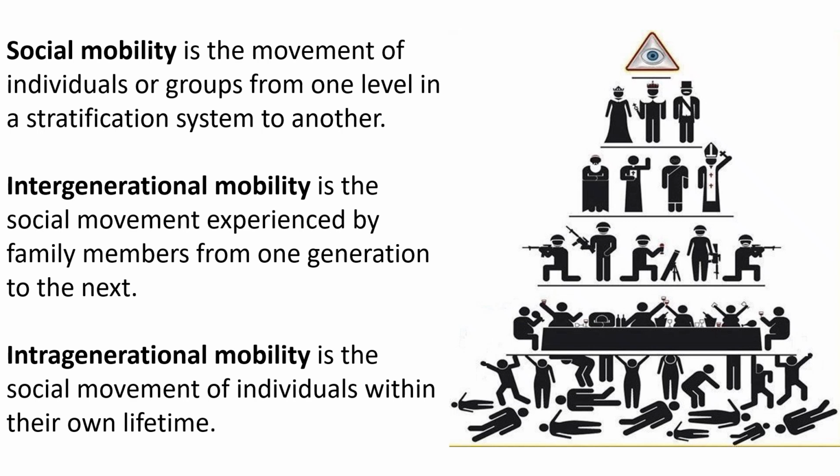Social mobility refers to the ability of individuals or groups to move between different levels of the social hierarchy. This slide distinguishes between intergenerational mobility, which occurs across generations, and intragenerational mobility, which happens within an individual's lifetime. Understanding these concepts is crucial for analyzing how social structures can change over time.